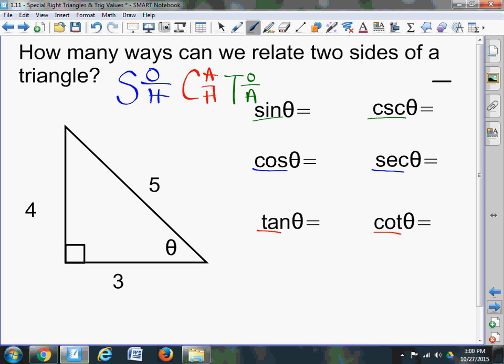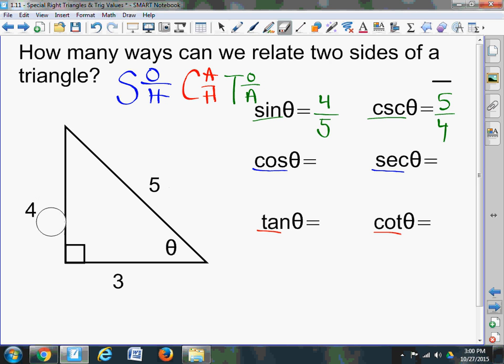So once we find sine, cosine, and tangent, we can write the reciprocal pretty quickly just by flipping the numerator and the denominator. All right, so for sine, if we look at theta, the opposite side is 4, hypotenuse is 5. So sine is 4 over 5, which means that cosecant is 5 over 4.